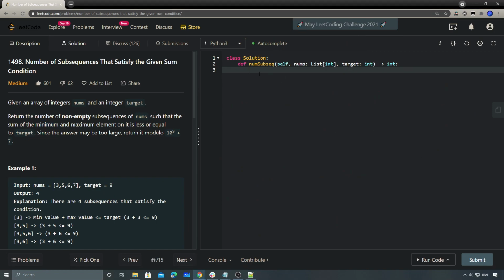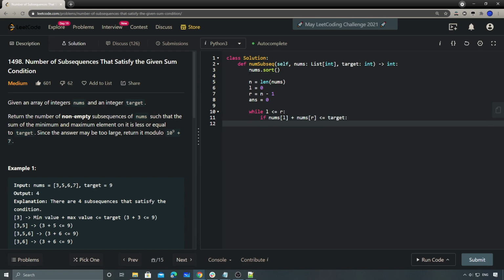So the coding should be pretty straightforward, right? First I sort the numbers, and then I have the length of nums. We have left starting from 0, right as n minus 1, and I have the answer equal to 0. So we have 2 pointers, while left is less than or equal to right, if nums of left plus nums of right is within the range of target, then we know we can calculate all the valid subsequences, right?